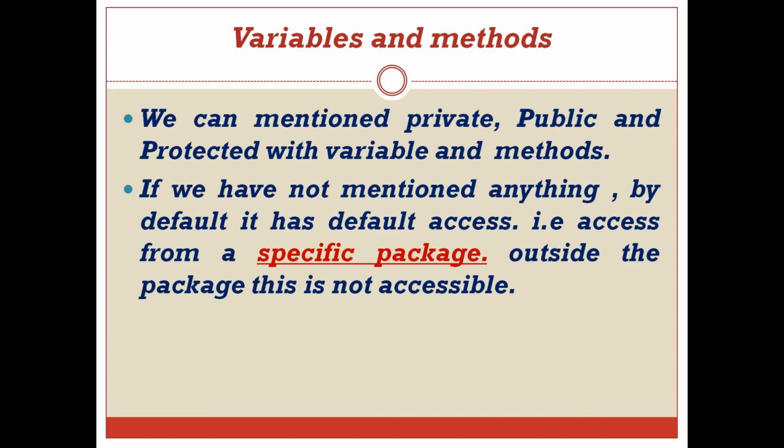So what is the difference between them? So if we have not mentioned anything, in variables and methods also, same as the class, by default it has default access. So variables and methods are also by default default access if we have not mentioned anything. That is access from a specific package. Default access can also be called package private, because it is only accessible from a specific package. Outside the package this is not accessible.